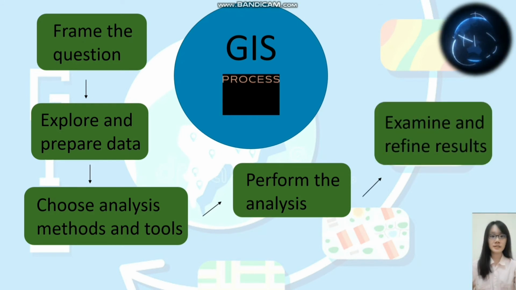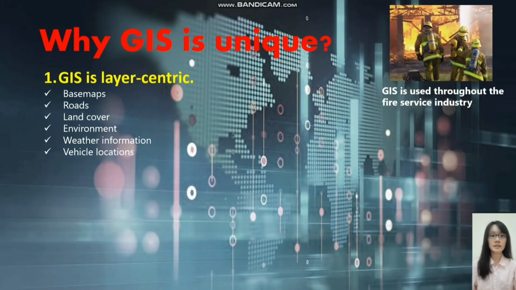Why is GIS unique? GIS is layer-centric. Map projects are built with layers of data. Each of these layers can be stored in a standard relational database management system. In this way, a GIS combines the visual benefit of a map with the power of a database. For example, base map, roads, land cover, environment, weather information, and vehicle locations.